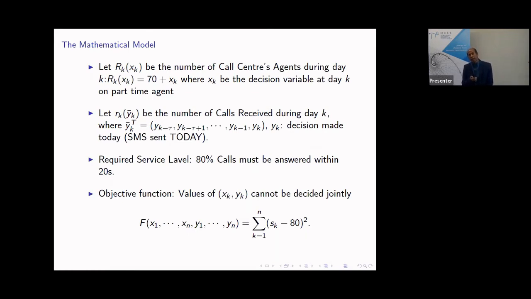So the decision variables, how many SMS I'm sending and how many part-time agents I need, cannot be decided jointly. So we treat them as independent decisions in the optimization process.